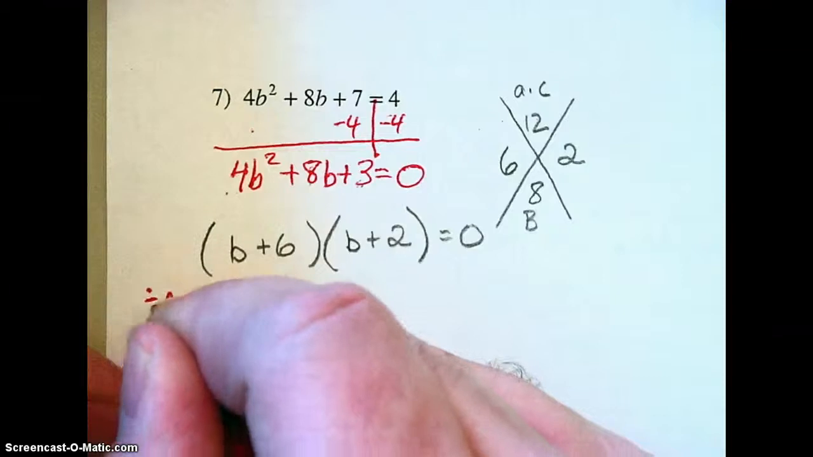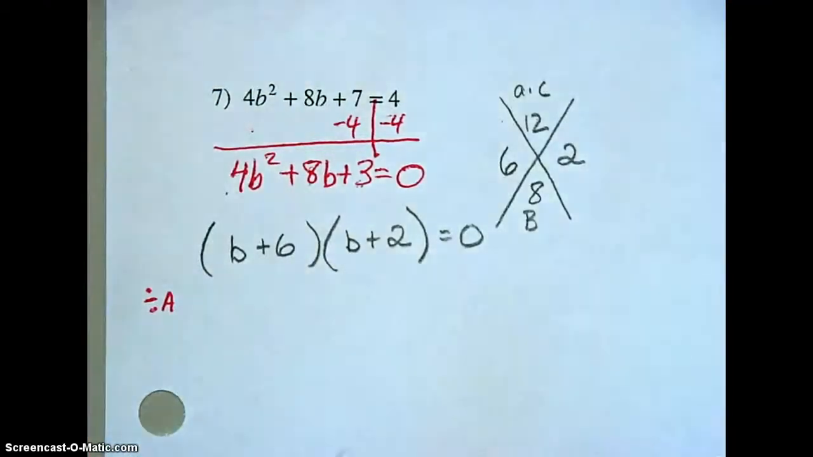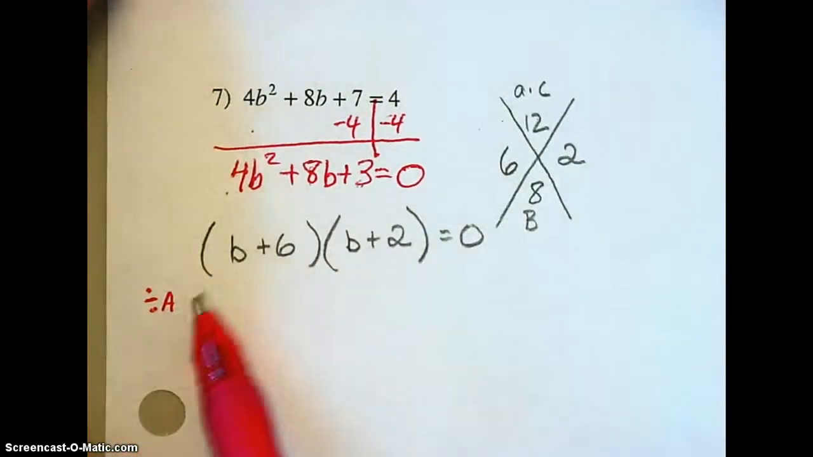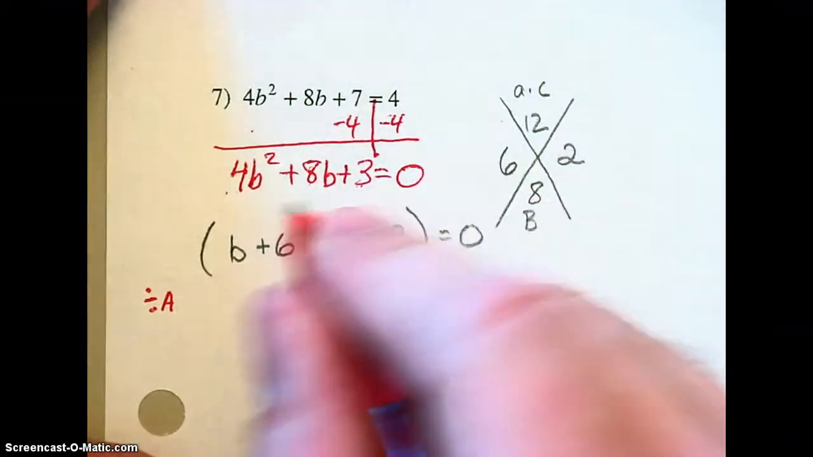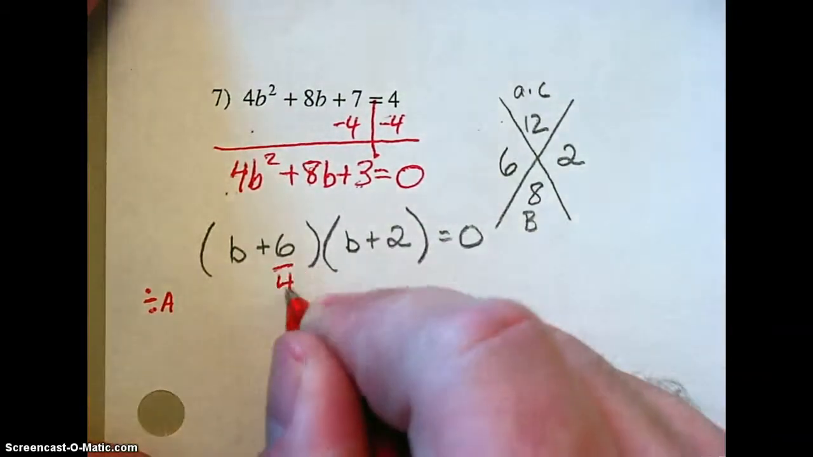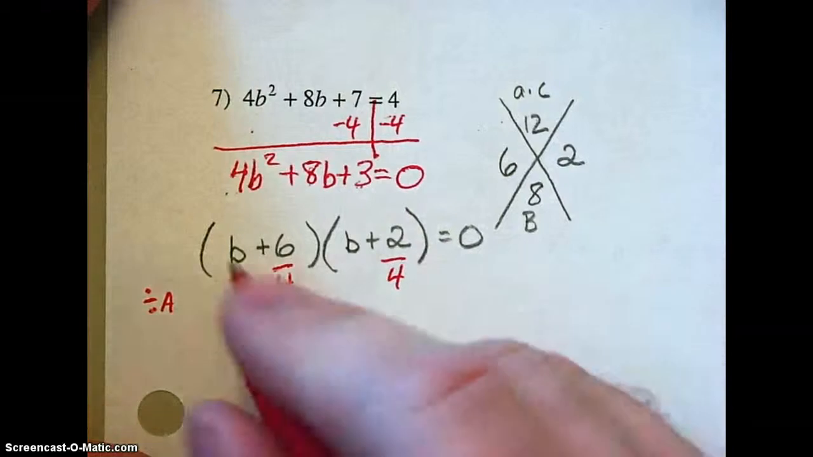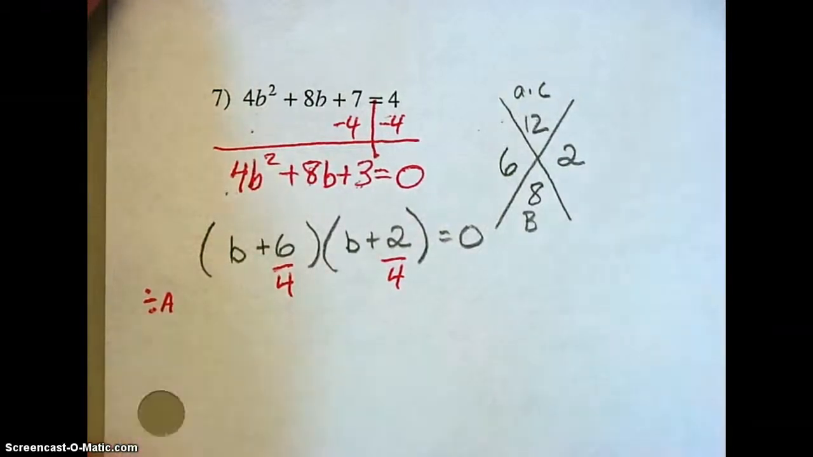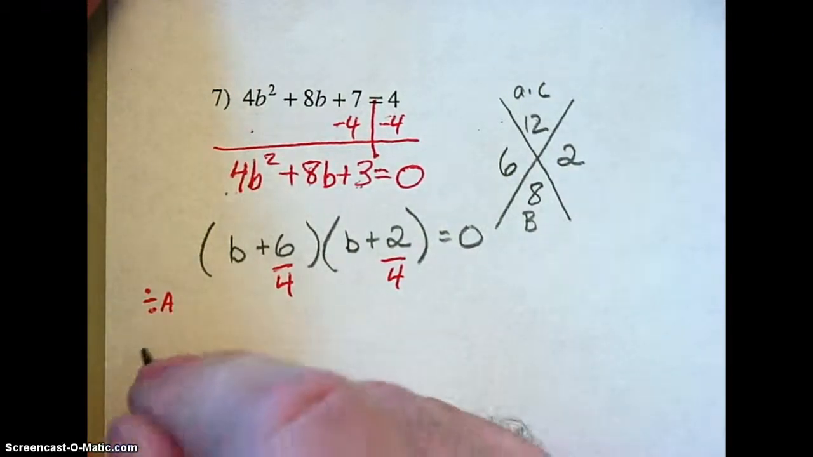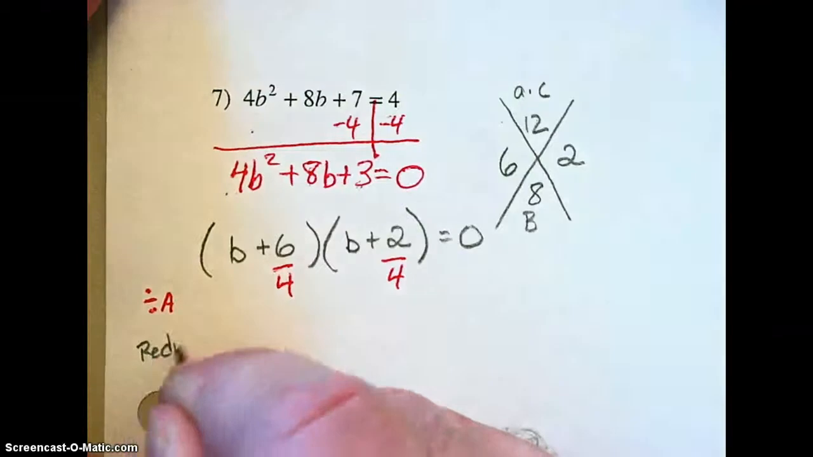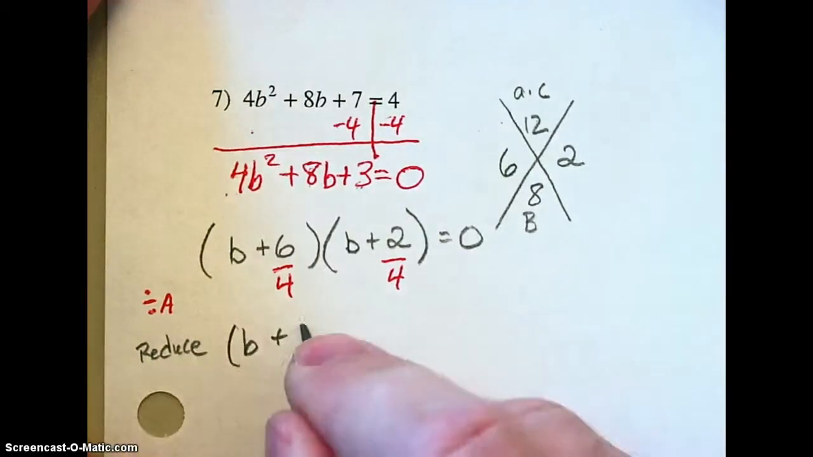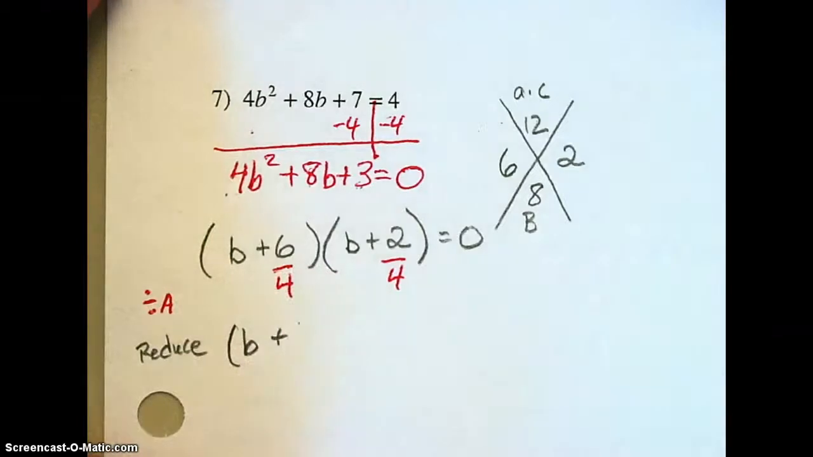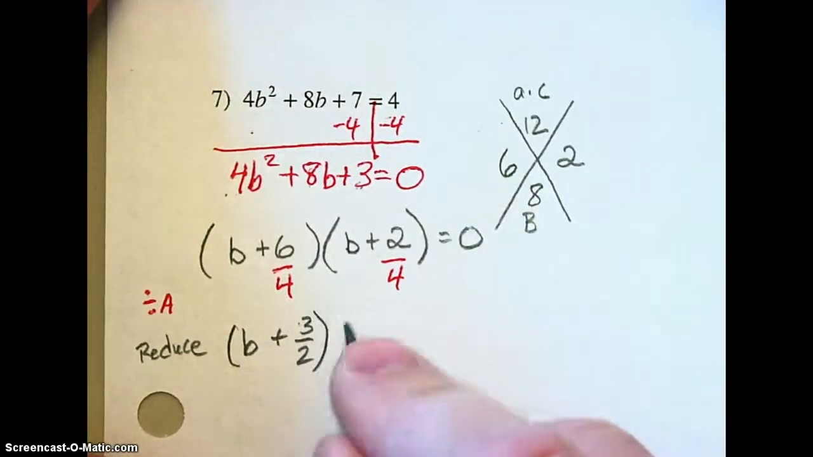And you guys will see on a lot of your quizzes and tests when we graded these, if you've forgotten that divided by a, you've left that one little step out. So when we divide by a, we're dividing by 4. What do we do after we divide by a? Yeah, we simplify or we reduce. So when we reduce, we get b plus, what's 6/4 reduced to? 3 halves.